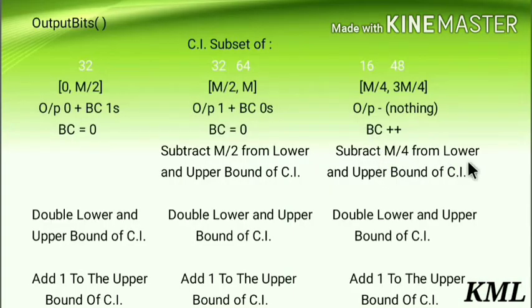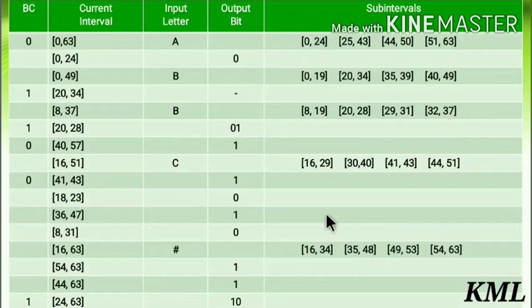Next, subtract m by 4 from the lower and upper bound of CR. What is m by 4? 16. So subtract 16, double the lower and upper bound, and add 1 to the upper bound. First subtract from both, then double both, and after that add 1 to only the upper bound. So you get these values. See here, after subtracting 16 from 20 you get 4, after doubling you get 8. You don't have to add 1 to this one, you have to add 1 to the upper bound. After subtracting 16 from 34, what do you get? 18 here, 18 into 2 you get 36, and after adding 1 you get 37.